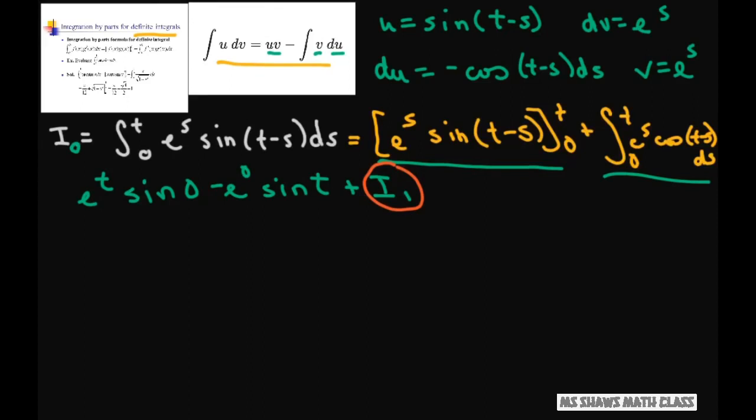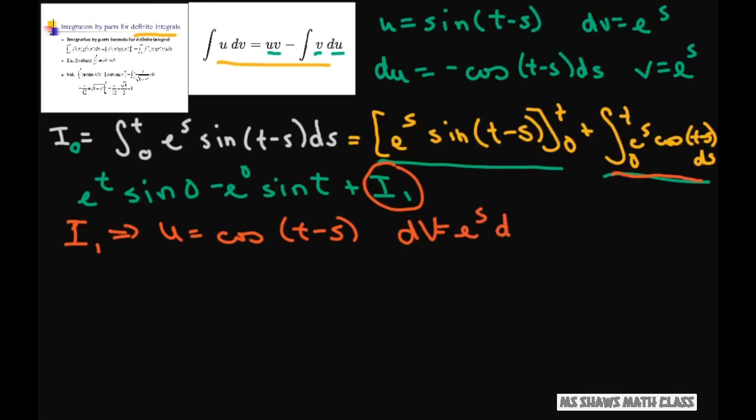Looking at this, it's kind of a little messy, but we'll let u equal cosine of t minus s, and we're going to let dv equal e to the s ds. All right, so the derivative of u is just going to be sine of t minus s ds, and then big V is just going to be e to the s, the antiderivative of this.